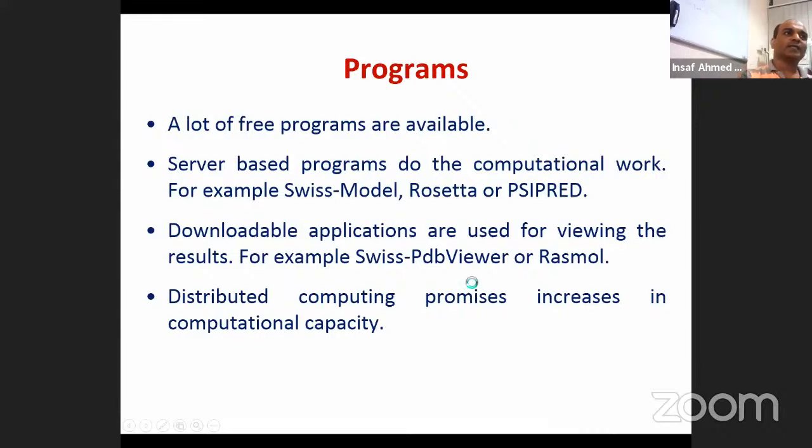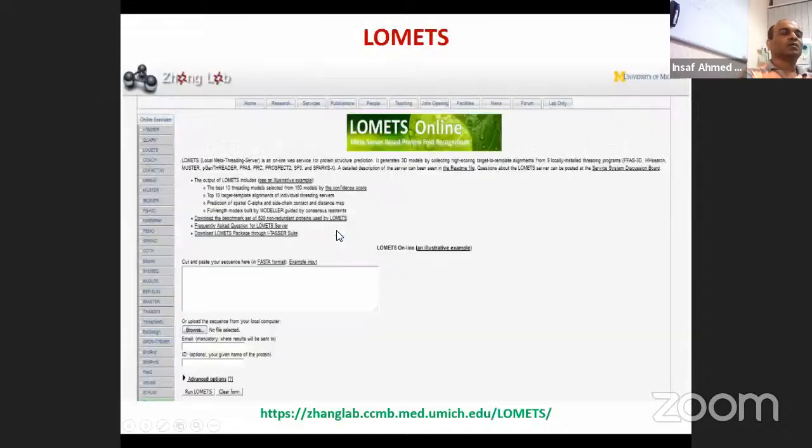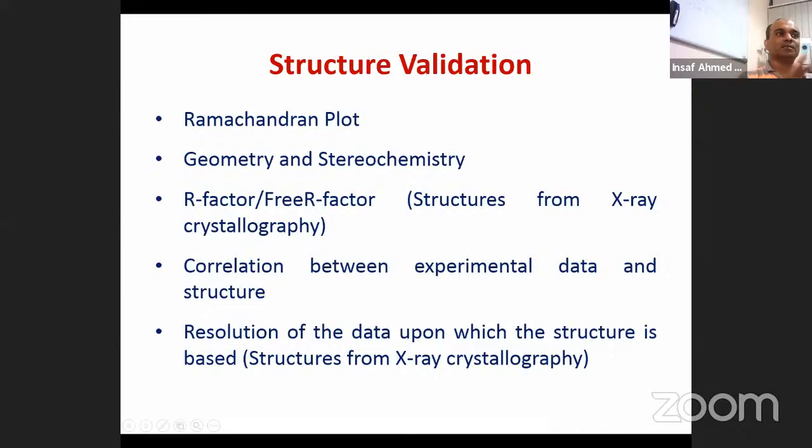Okay, so let's see the first program, Swiss Model, which I will give you a demo of right now. I will show in the program how it works. Then another program is LOMETS. Swiss Model is good for homology modeling, while LOMETS is good for threading. And all these are free, so everybody is allowed to use them. It is not restricted to central university, state university, institute, or only foreigners.